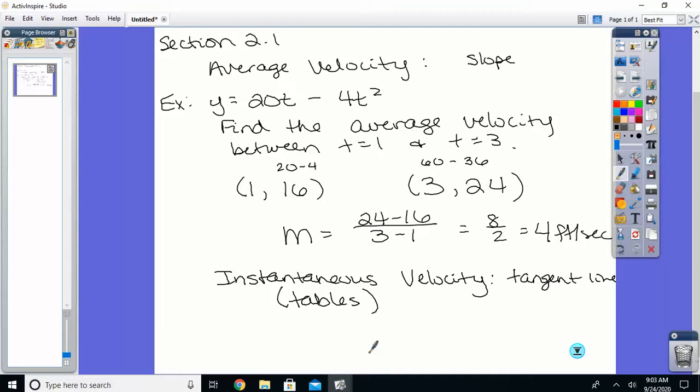So on the quiz, I might assess that by giving you a table and saying, look at this table and tell me what the instantaneous velocity is. So I might have the time and the velocity already filled out. I'm just expecting you to then realize what number it's approaching and give me that number. Okay.